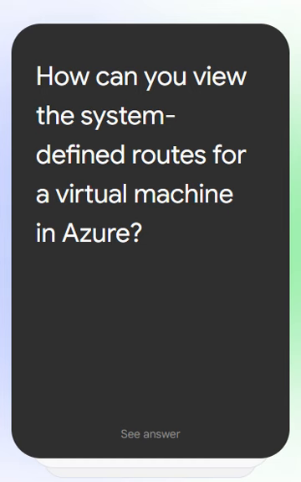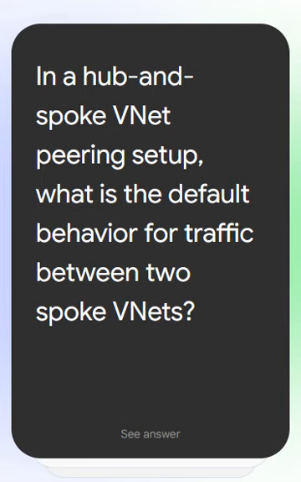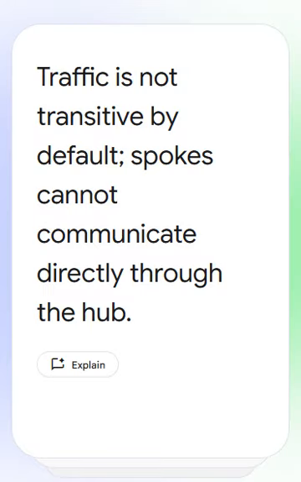How can you view the system-defined routes for a virtual machine in Azure? By navigating to the machine's network interface card and selecting effective routes. In a hub-and-spoke VNet peering setup, what is the default behavior for traffic between two spoke VNets? Traffic is not transitive by default. Spokes cannot communicate directly through the hub.